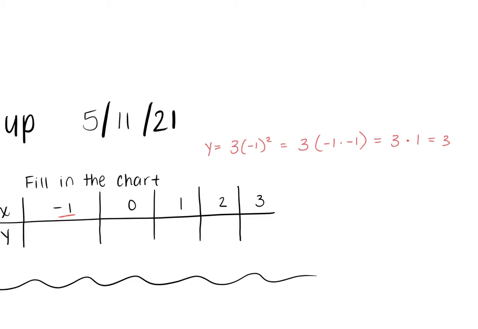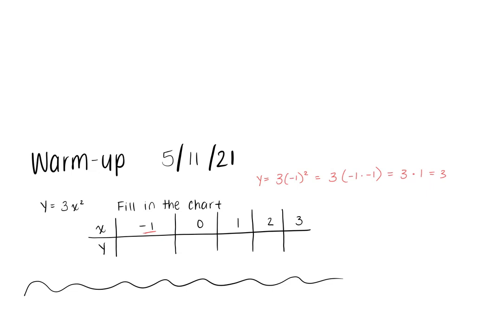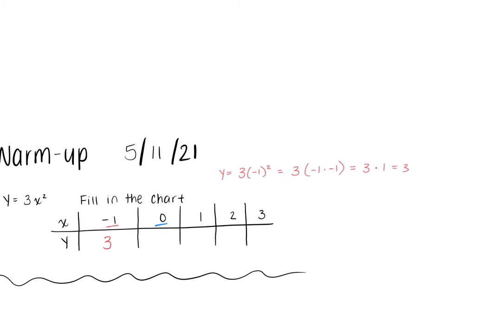Okay. All right, our second one. So when x was -1, we got positive 3. When x was 0, what are we going to get? y equals 3 times 0 squared. Tessa? Just 0. Anything times 0 is just 0. So 0 times 0 is 0, and then you multiply that by 3, you still get 0. So this one was 0.